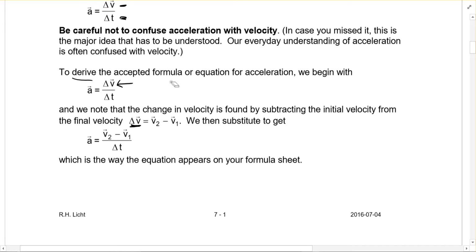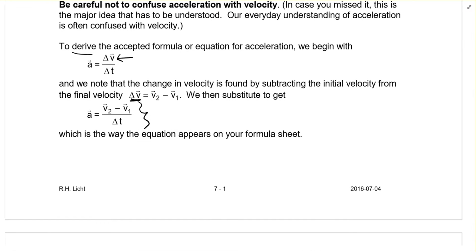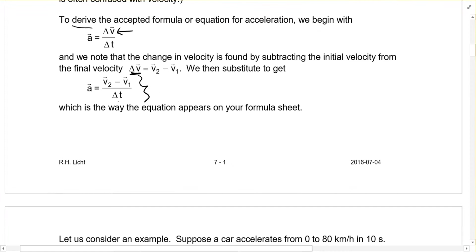Okay, so this is our formula, and you should have this formula on your formula sheet. It might be vf and vi though instead. And then it's still change in time in the bottom, but we usually call time 1 zero, so it ends up just being easier to write it this way.